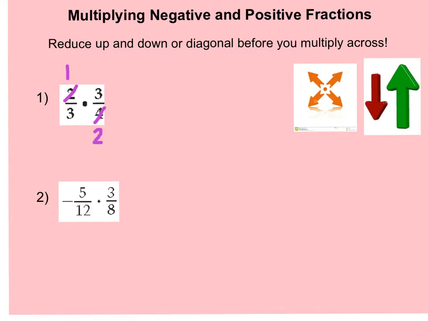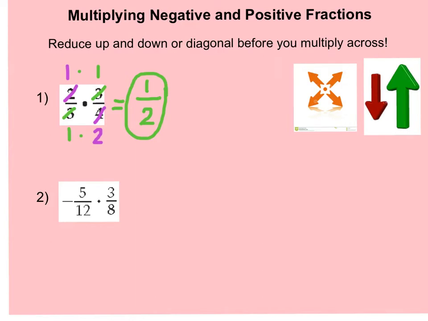Now we can go and look at the other diagonal. And if you notice, we have a 3 and a 3. And so we can divide both of those by 3. 3 divided by 3 is 1. 3 divided by 3 is 1. And now everything is reduced, so we're going to go ahead and multiply the numerators. 1 times 1 is 1, and then multiply the new denominators. 1 times 2 is 2. So our fraction is equal to 1/2.